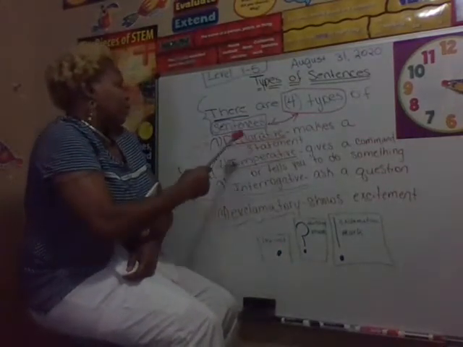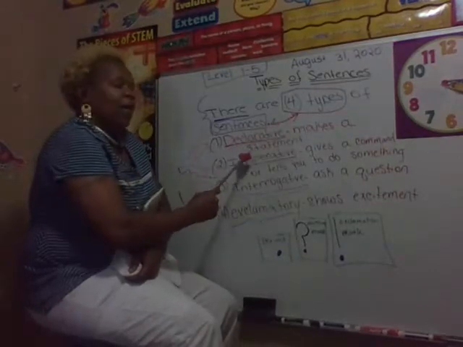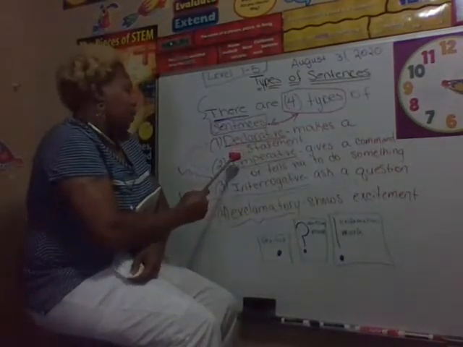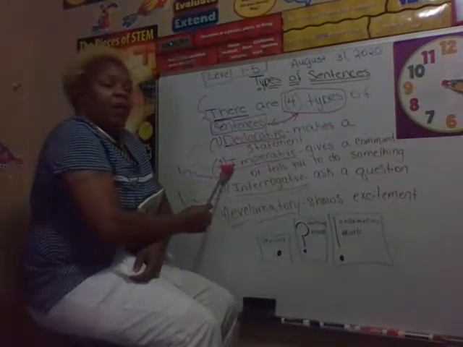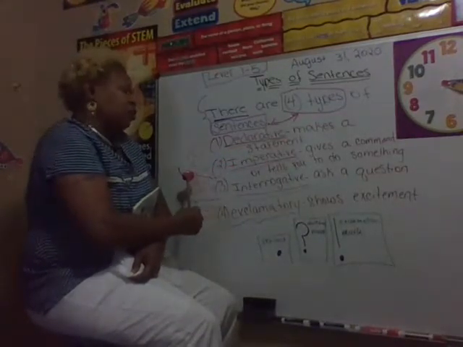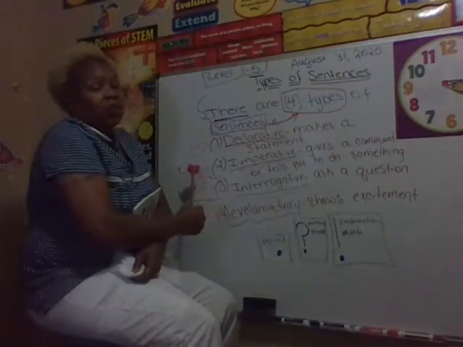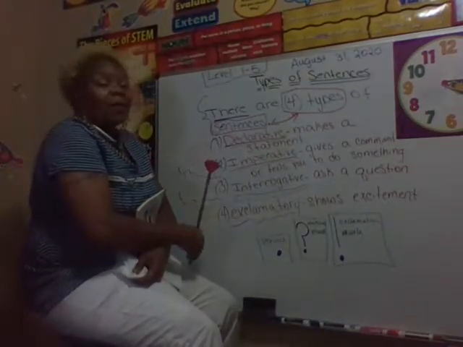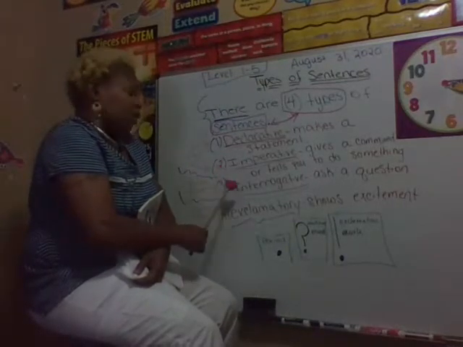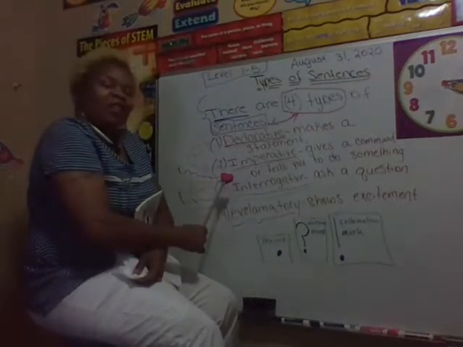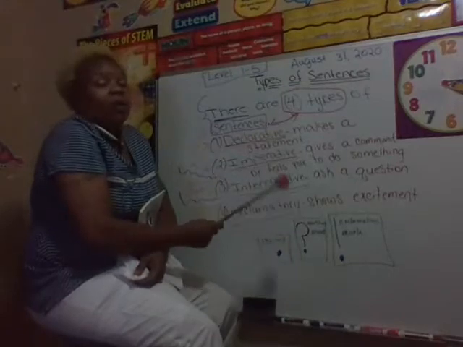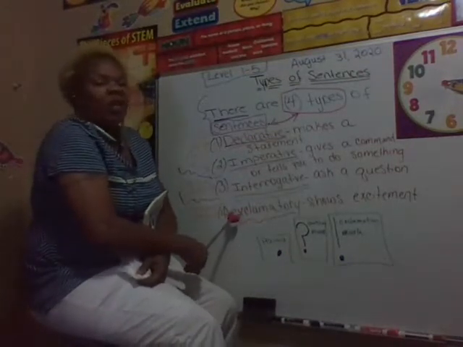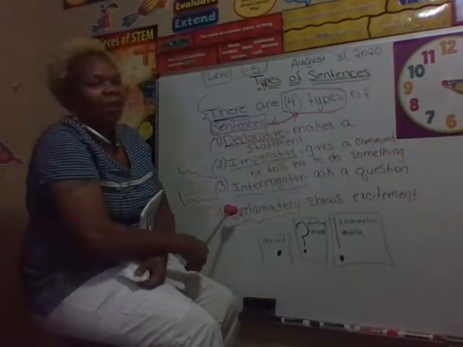Just remember, declarative sentence, it makes a statement. It doesn't tell you to do anything or ask a question, and it doesn't even show excitement. Imperative, it gives a command. It tells you to do something. It doesn't just say anything. It doesn't ask a question, and it doesn't show excitement. Interrogative sentence, it means that it wants an answer. It asks a question. Exclamatory, it's going to show some excitement.